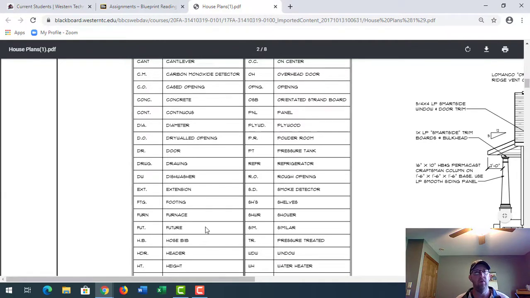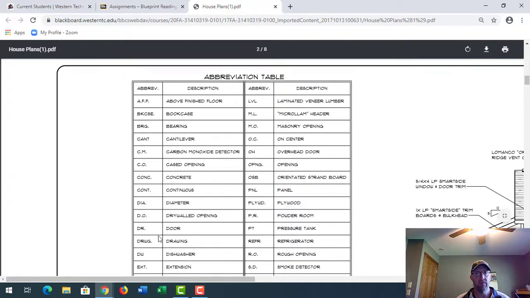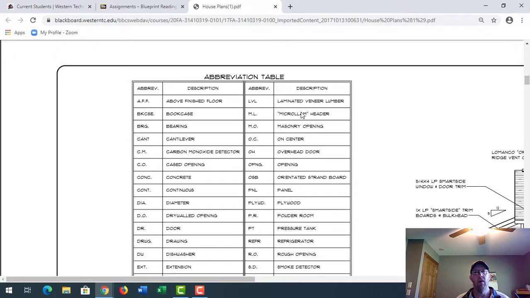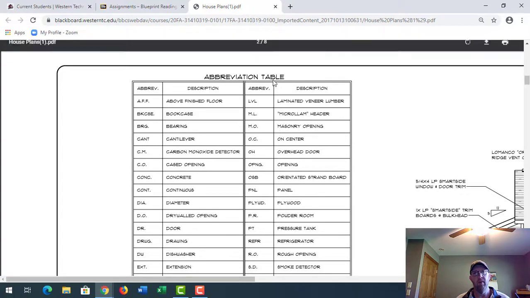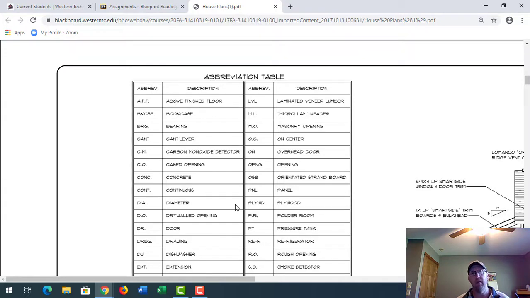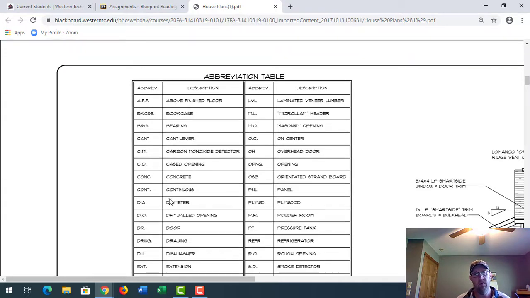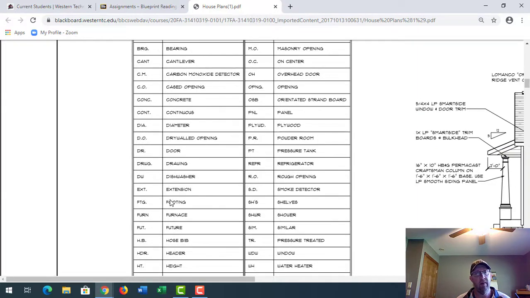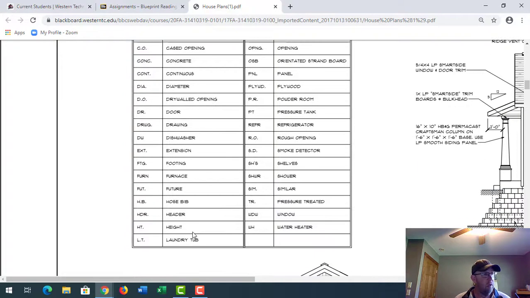So just know that when you see abbreviations on plans like this, sometimes if you don't know what they are, guys will put these abbreviation tables in. Not always, but most of the time. Some of these you'll just know as you start getting good at the trade. All right, so that is Unit 5.